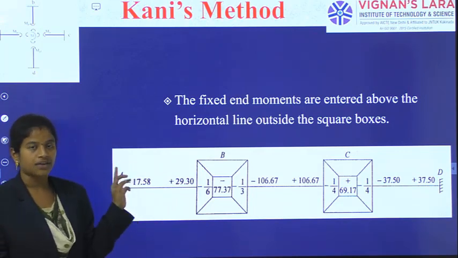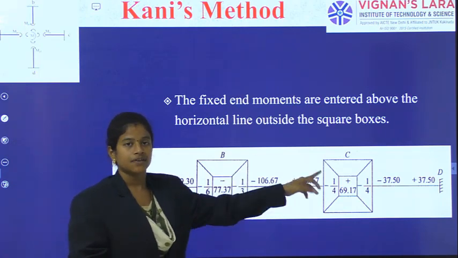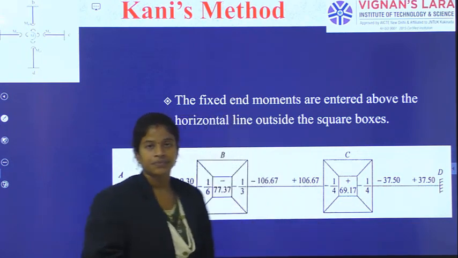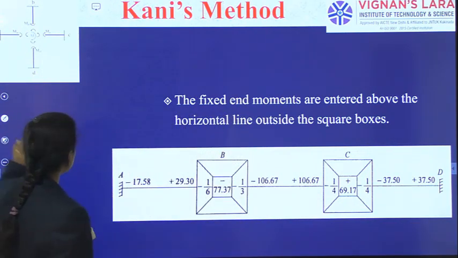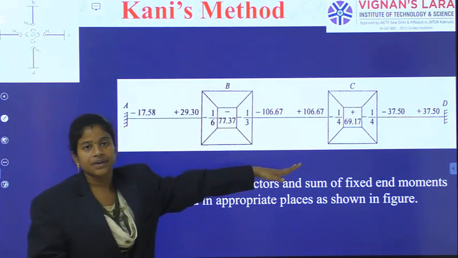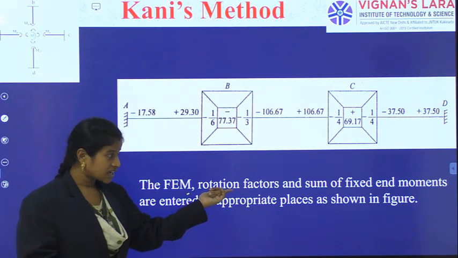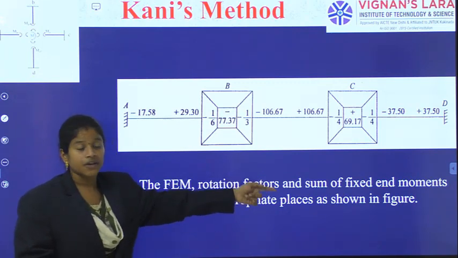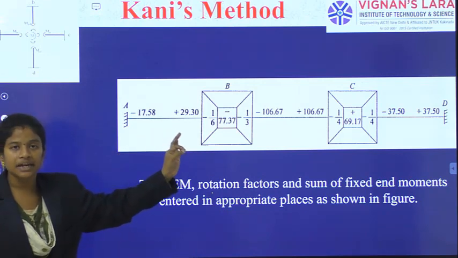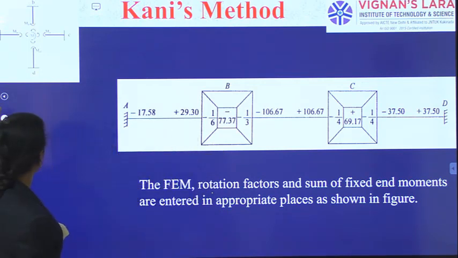for each span. Okay, from A towards B, from B towards A, from B towards C, from C towards B, from C towards D, from D towards C. So the complete arrangement is generated like this, and the whole picture may appear like this, indicating the fixed end moments, distribution factors, and the sums of the fixed moments at the joints entered in their appropriate places as shown.